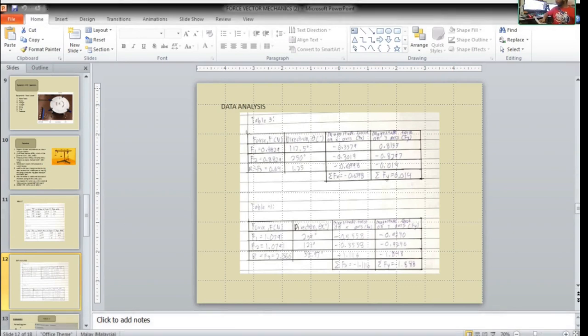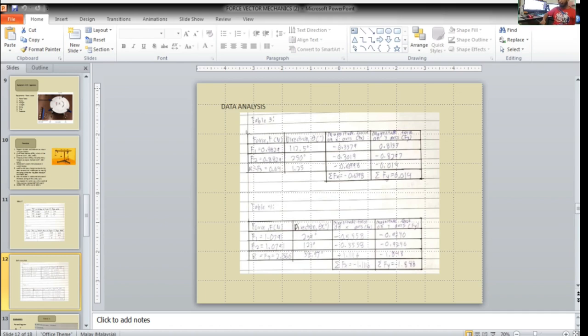Data analysis. Table 3. Force F1 is 0.8829 Newton, and the direction is 112.5. The magnitude of the force on the x-axis is negative 0.3379, while the force on the y-axis is 0.8157.